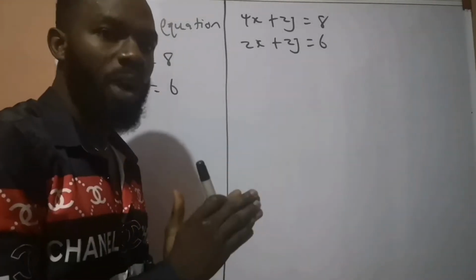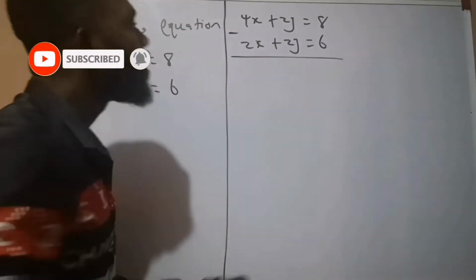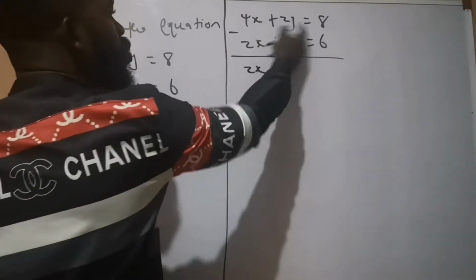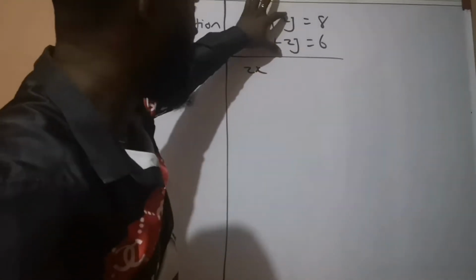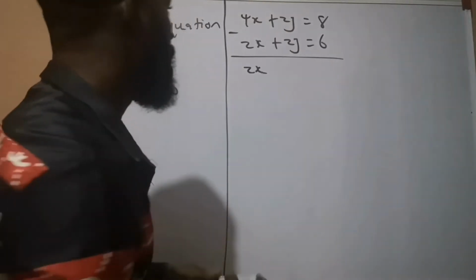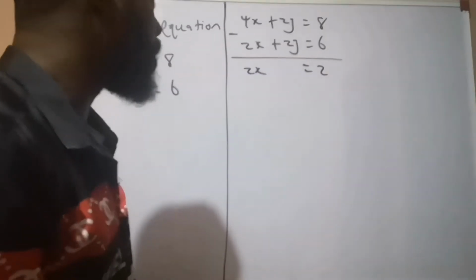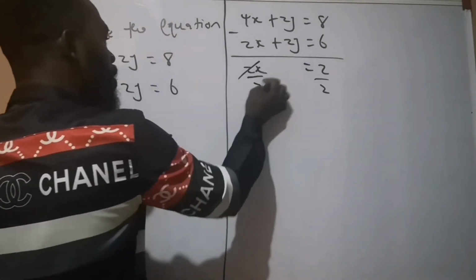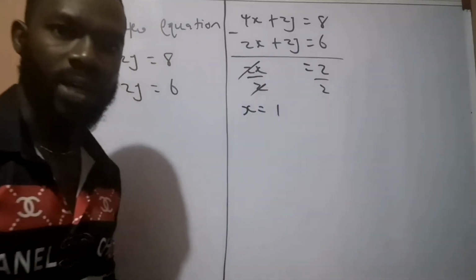Because one of the coefficients is the same, I will subtract. 4x minus 2x gives us 2x, and 2y minus 2y gives us 0. So it means we have eliminated y. Now 8 minus 6 gives us 2. So what do we do now? We divide both sides by 2 so we can get the value for x. When 2 cancels out 2, I have x. 2 divided by 2 is 1.